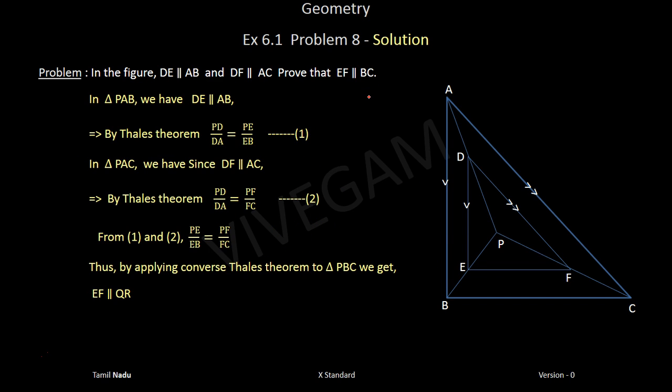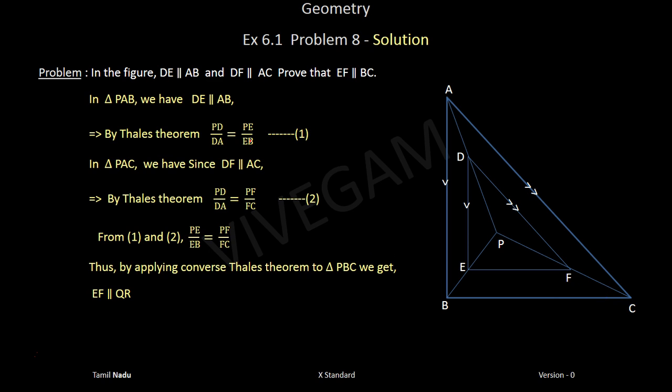The solution, right? So it's given DE is parallel to AB and DF is parallel to AC. So let's take this condition of DE is parallel to AB. Applying Thales theorem for PAB, you will get PD by DA equal to PE by EB, right? Similarly, DF is parallel to AC is given here. So applying Thales theorem for PAC, you will get PD by DA equal to PF by FC.